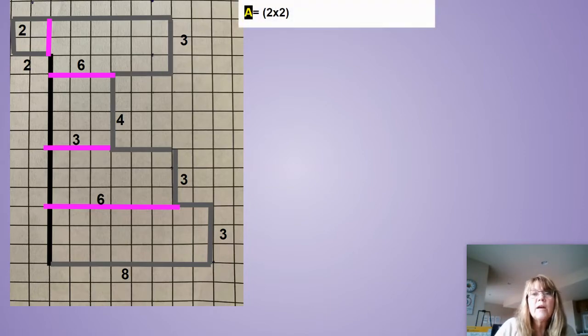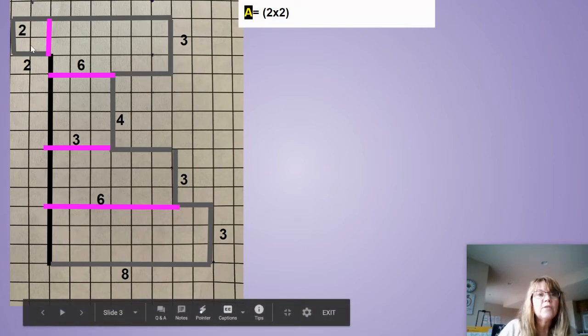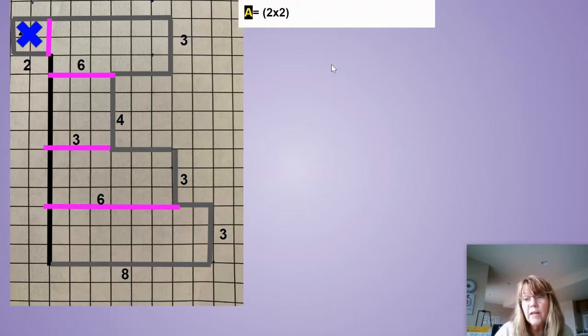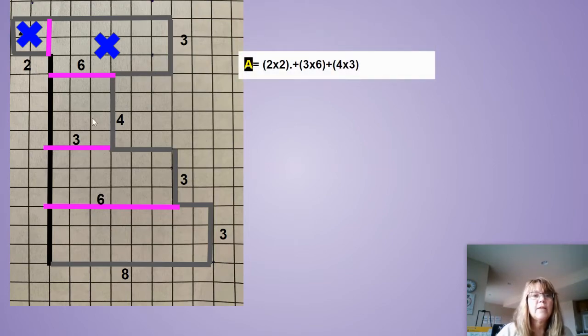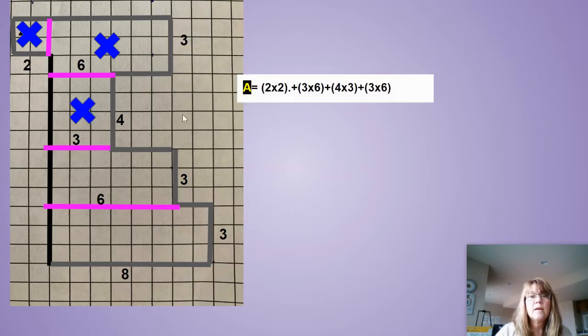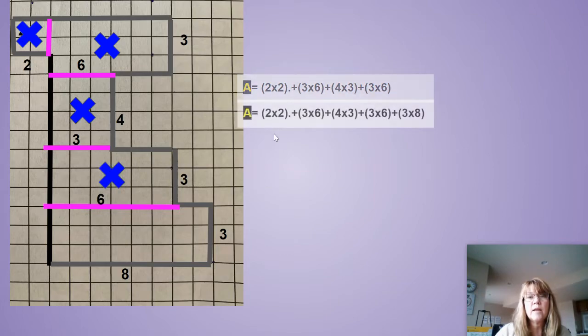So here we are. You have our first one, a 2 by 2. I'm going to put an X in that spot because now we're working with so many of them. This will help me to keep track which ones I've done. Here I have a 3 by 6, and now I'm going to stick an X in that. Then I have a 4 by 3. I'm going to put an X in that one. Now I have a 3 by 6, and I'm going to put an X in that one. And I have a 3 by 8, and I will put an X in that one.